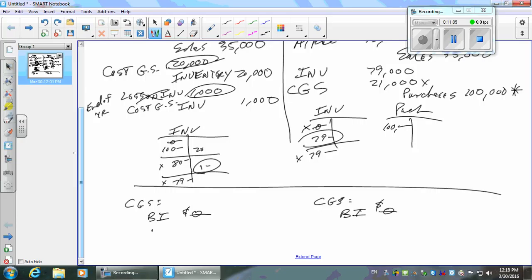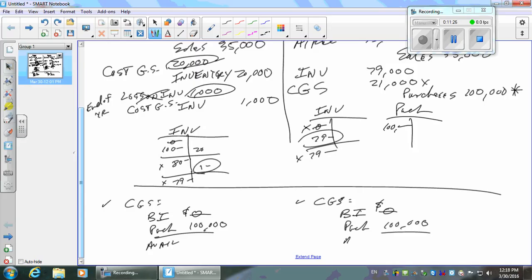Purchases. And what are your purchases either way? I think it's 100,000 either way. It's how much you added to the inventory. In the case of perpetual, in the case of periodic, it's what went into the purchases account. What's available in both cases? Yeah.